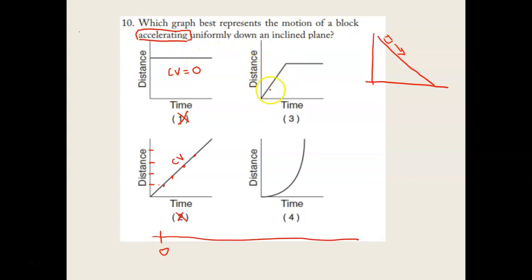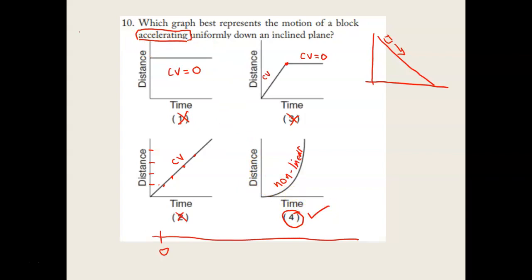And when I have a linear slope, this is constant velocity during this period of time, and then it looks like the object stopped and became a constant velocity of 0. So this is definitely not accelerating. And here we have our nonlinear shape, which is what we want to see when we're talking about distance versus time and acceleration. So we would say, yep, that's our answer.